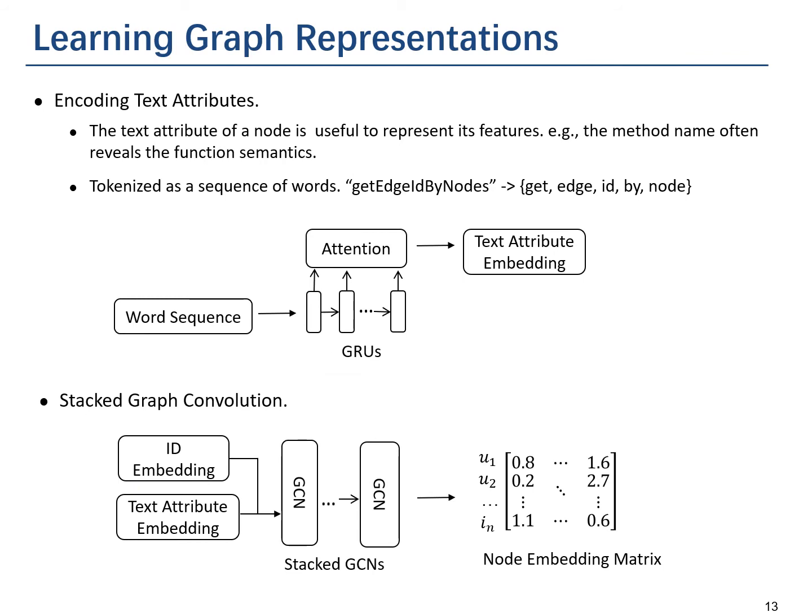Here are some details about learning graph representations. It consists of 2 modules. First, encoding the text attribute of a node, which is useful to represent its own features. For instance, the method name often reveals the function semantics, so we tokenize the text attributes into a sequence of words, and then use GRUs with an attention mechanism to encode them. Second, the graph structural features are captured by the stacked graph convolutional networks. After that, we obtain the graph embedding for each node.